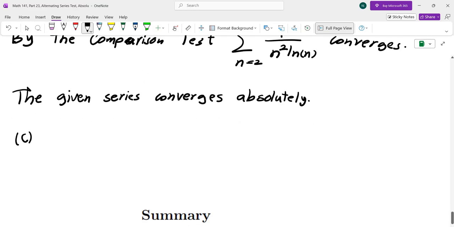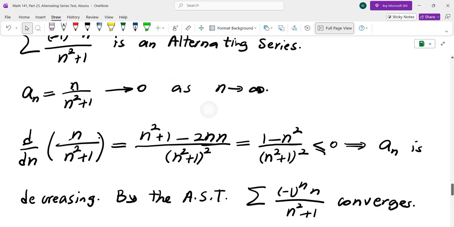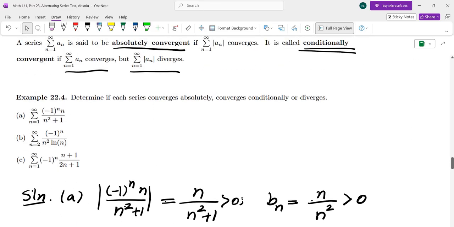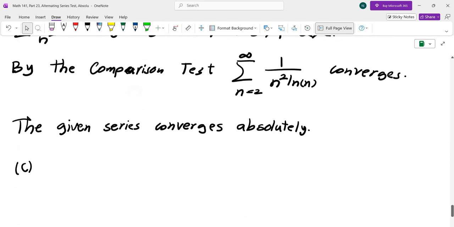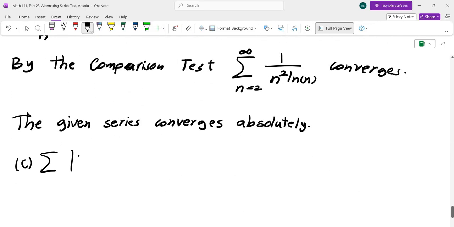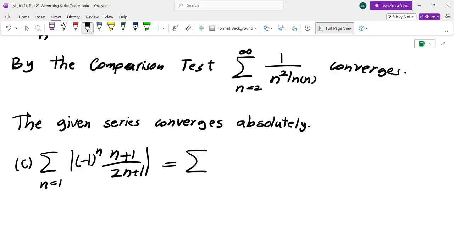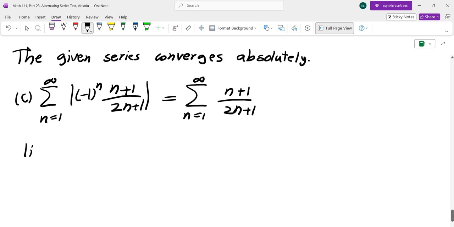Okay, let's look at the last part of this problem and then we will summarize. So the last part of the problem is n plus 1 over 2n plus 1, negative 1 to the power of n. So let's take the absolute value and see what we get. So we take the sum, negative 1 to the power of n plus 1 over 2n plus 1. So this is the sum, and we get n plus 1 over 2n plus 1. Well, what we know is that n plus 1 over 2n plus 1 approaches 1/2. So n plus 1 over 2n plus 1 approaches 1/2 as n approaches infinity.